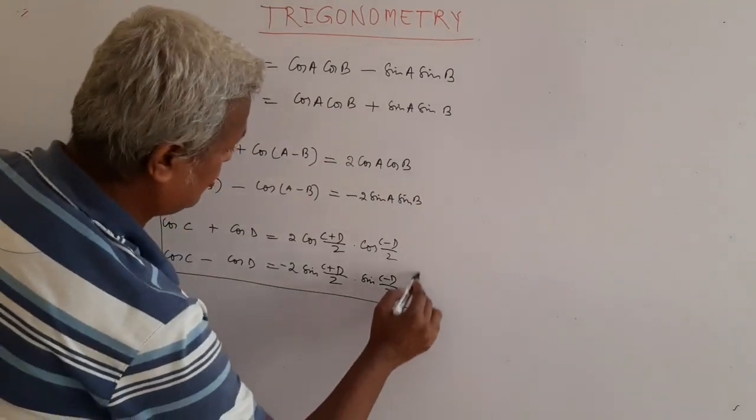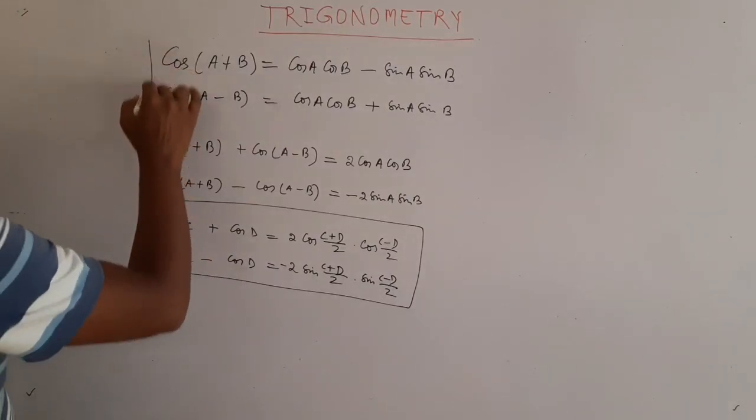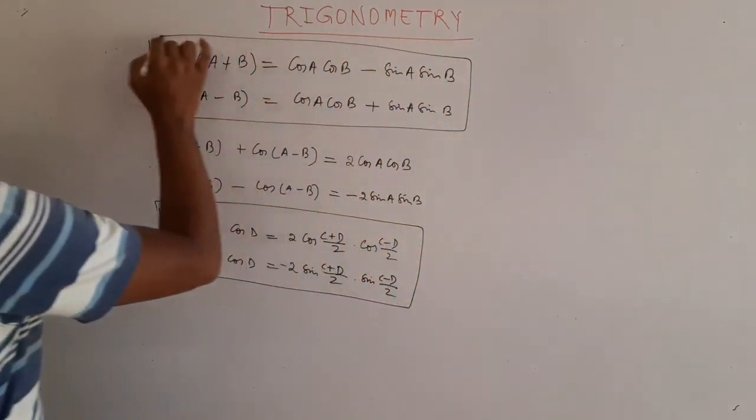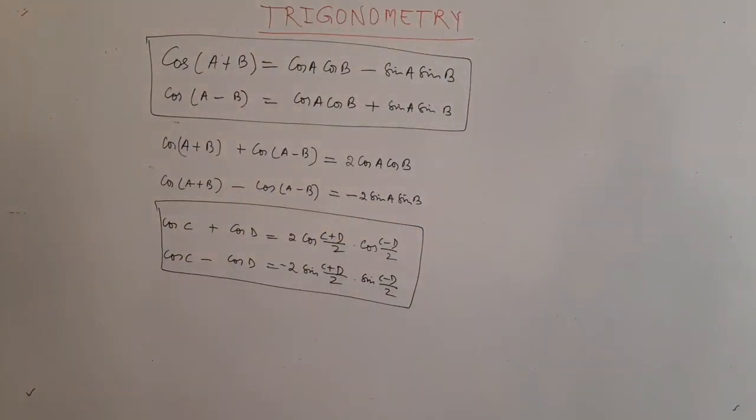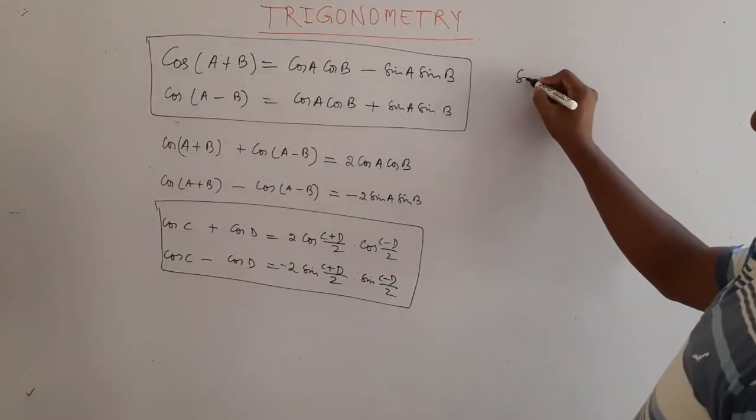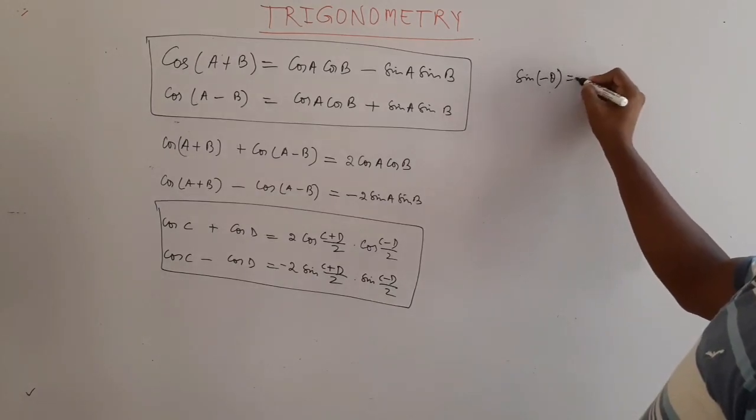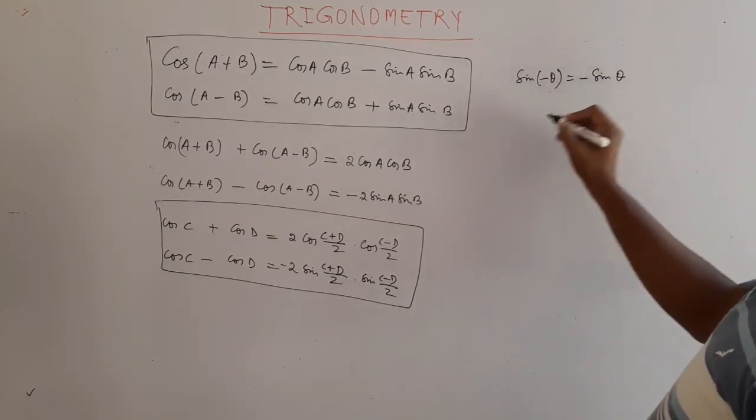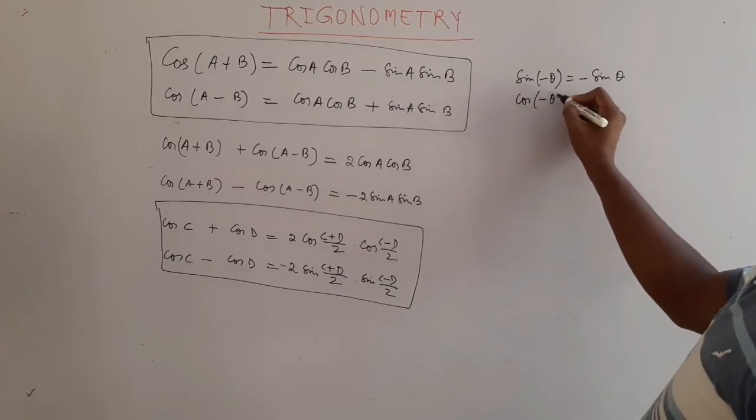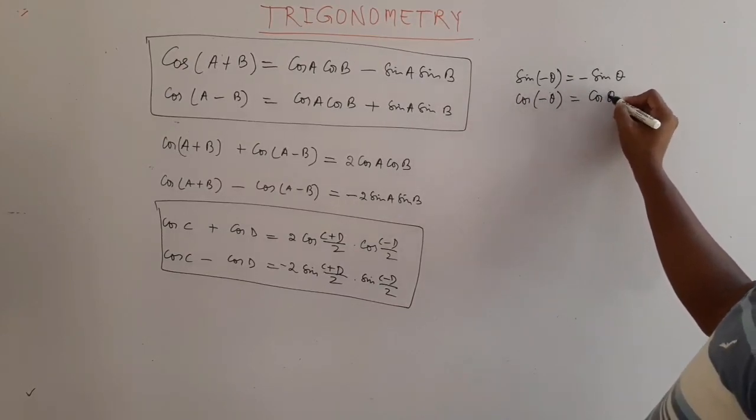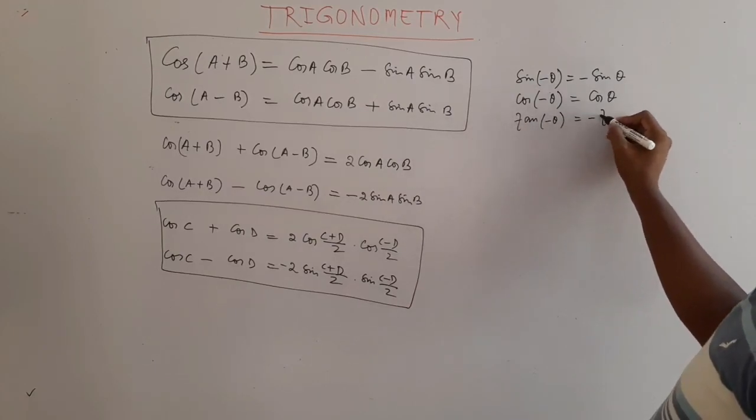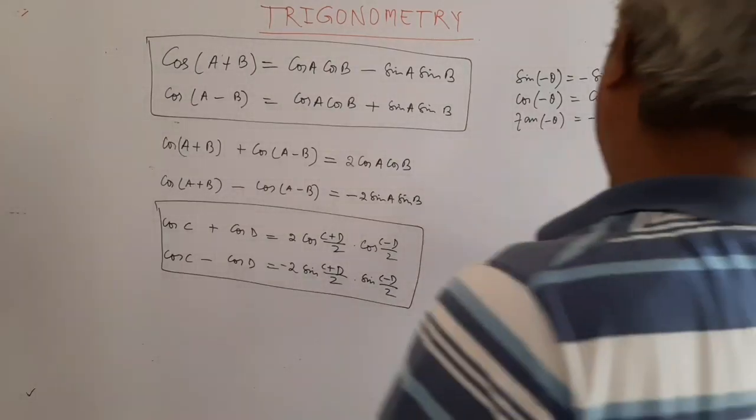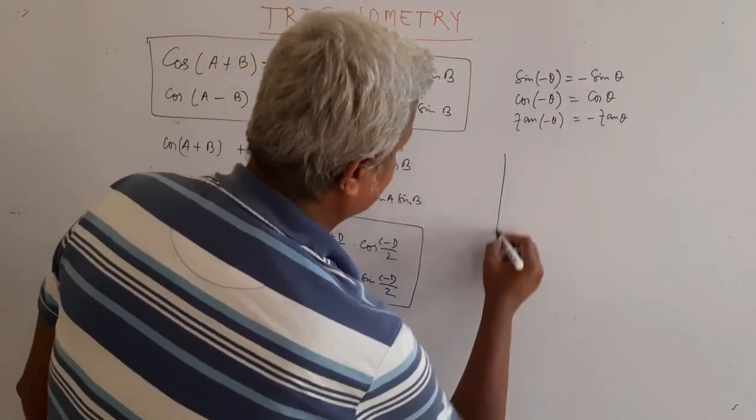Now you can note down whatever I have written in these boxes. Okay, now the next important thing is, what about when the negative things are fixed? So again we have some set of formulas. Sine of minus theta is minus sine theta, cos of minus theta is cos theta, tan of minus theta is minus tan theta. How? So a simple description.